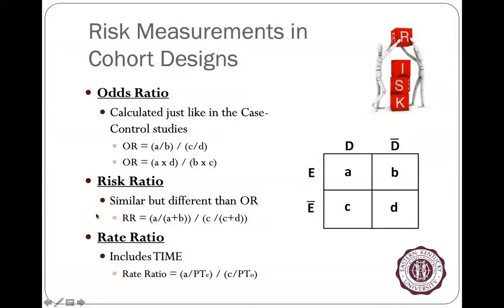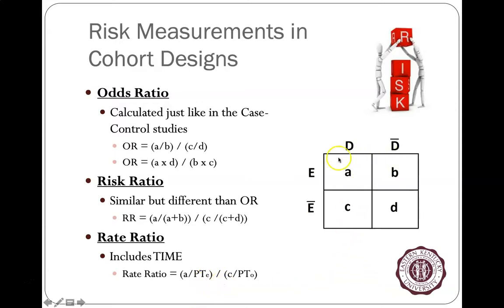But with cohort studies, we can actually measure true risk, the probability of an adverse event or an adverse outcome happening in a population. We can calculate the risk ratio. We can also study the rate of disease in a population and compare the rate of disease among the exposed against the rate of disease among the unexposed.